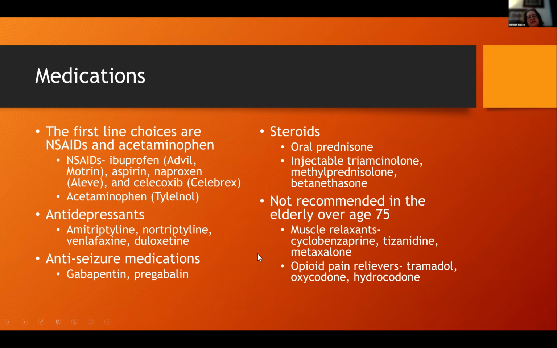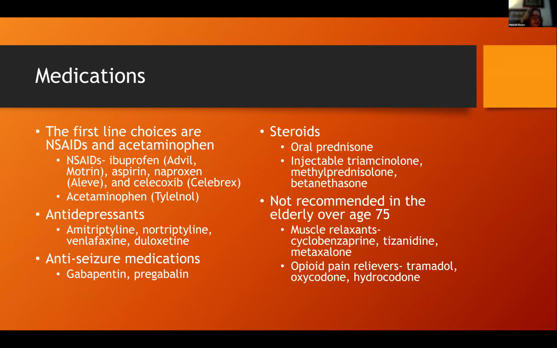So medications. The first line medications of choice are NSAIDs and acetaminophen. The NSAIDs are your ibuprofen, otherwise known as Advil and Motrin, aspirin, naproxen, otherwise known as Aleve, and celecoxib, which is the prescription one, also known as Celebrex. Acetaminophen is Tylenol.